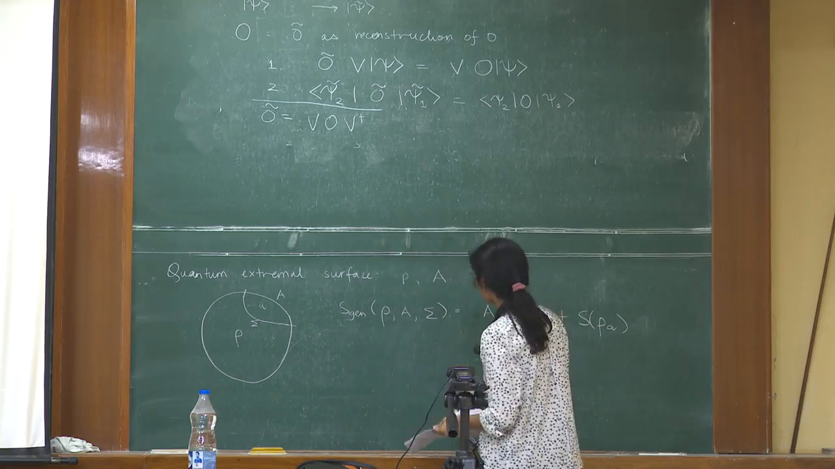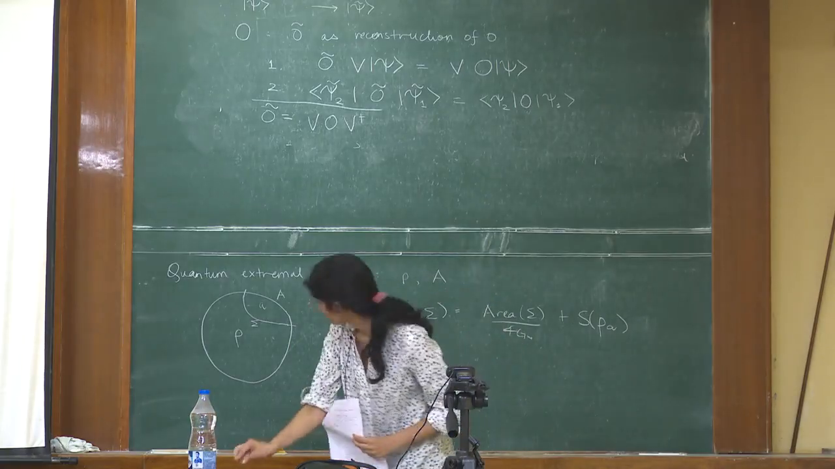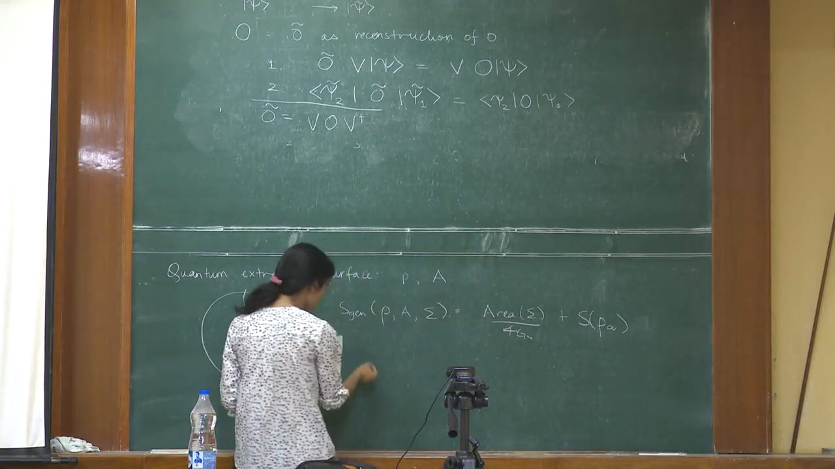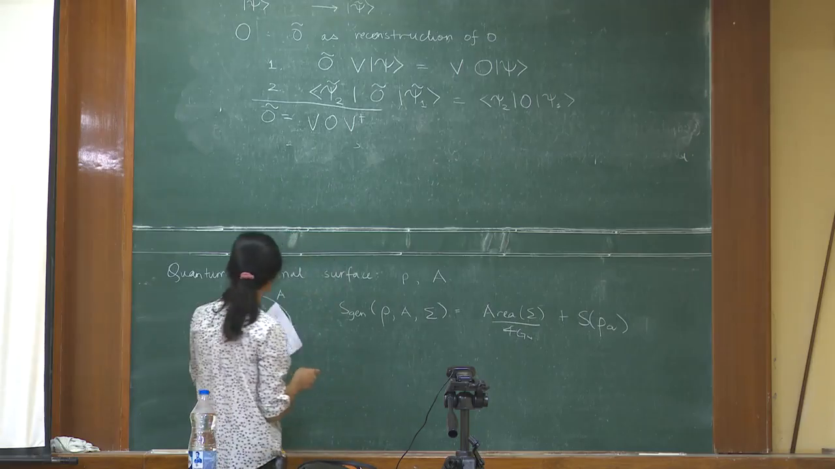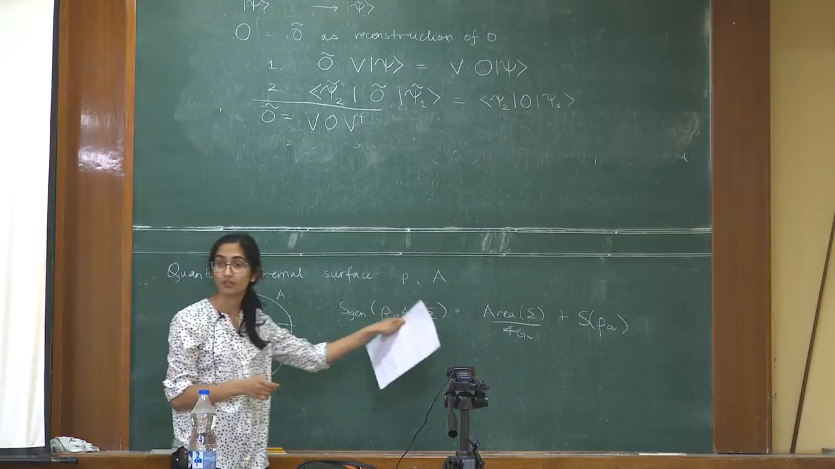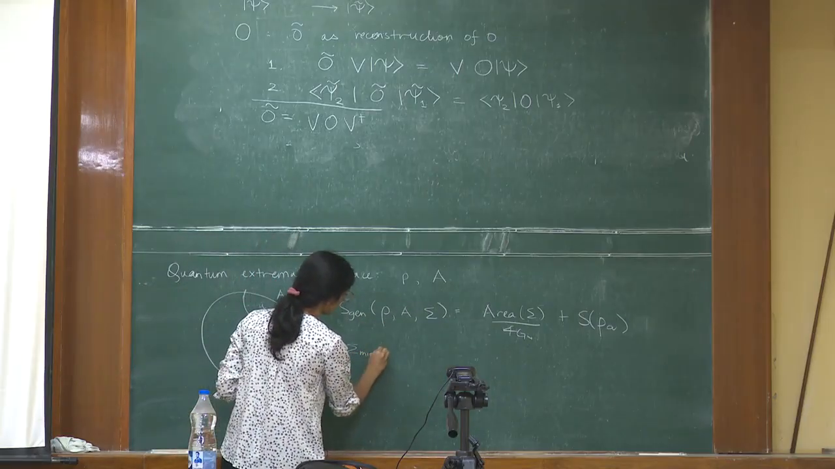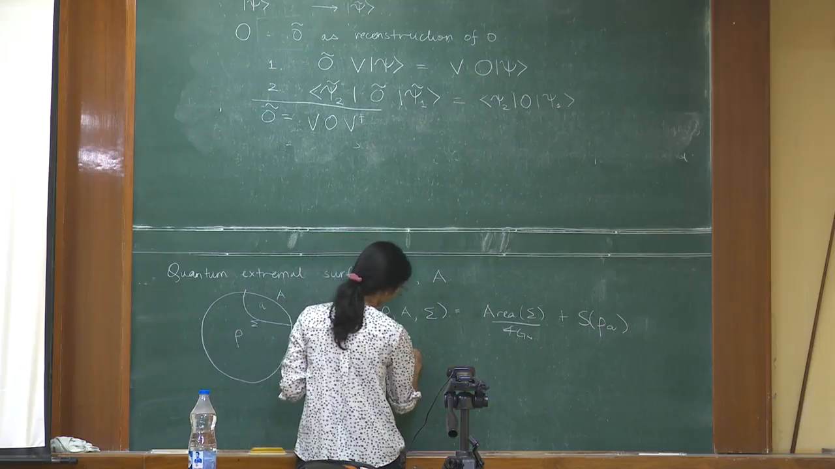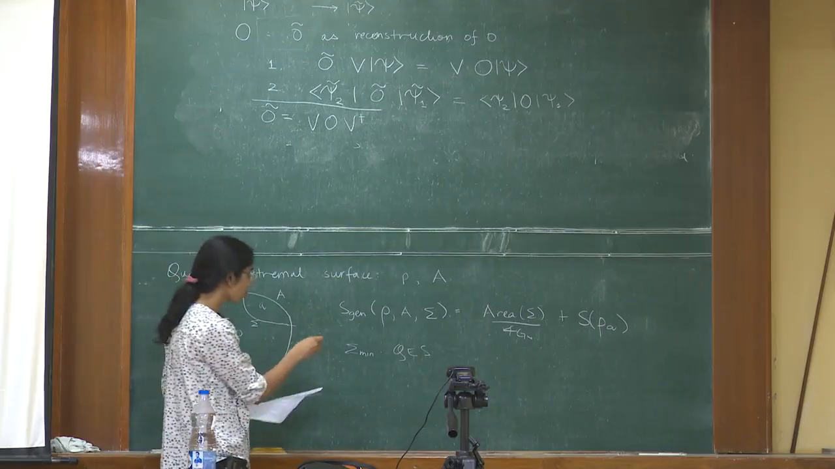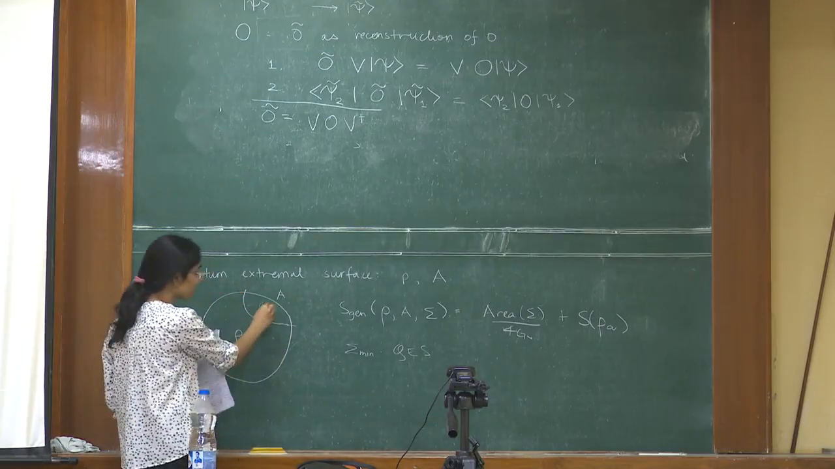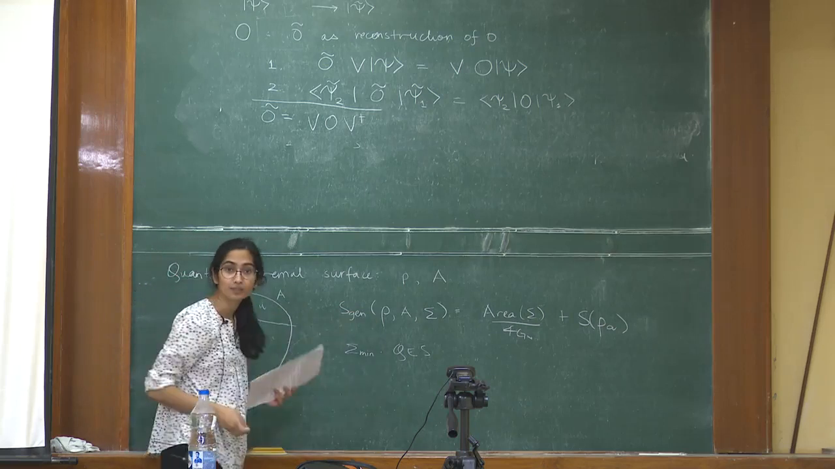And then for a given rho and A, I can find the surface sigma min, which minimizes this generalized entropy, and then that is called the quantum extremal surface. Okay? And then the corresponding region small a for that will be called the entanglement wedge of A in this particular state.